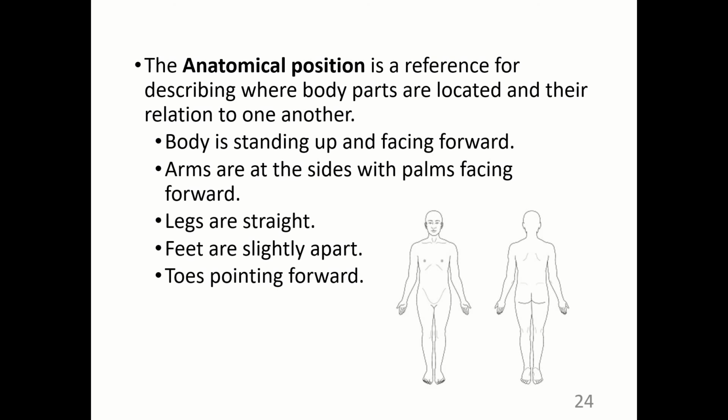The first thing to mention is the anatomical position. This is a reference for describing where body parts are located and their relation to one another. In the anatomical position, the body is standing up and facing forward. The arms are at the sides with the palms facing forward. Legs are straight, feet are slightly apart, and the toes are pointing forward.